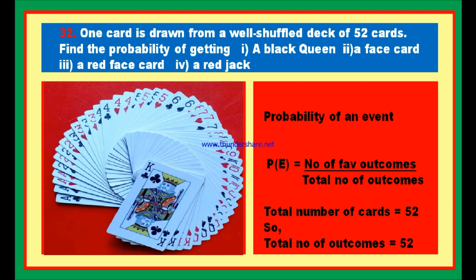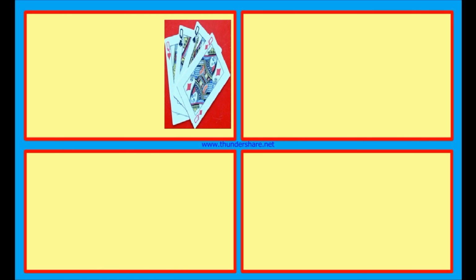Now let us solve these 4 parts one by one. Look at this. Here are the queen cards. How many queen cards do we have? We have 4 queen cards. Out of 52 cards, 4 are queen cards. But what is the question? We have to find the probability of getting a black queen. Look at the diagram. We have 4 queen cards. Out of 4, 2 queen cards are in black color. How many queen cards are in black color? Out of 4 queen cards, 2 queen cards are in black color. Number of black queens is equal to 2.